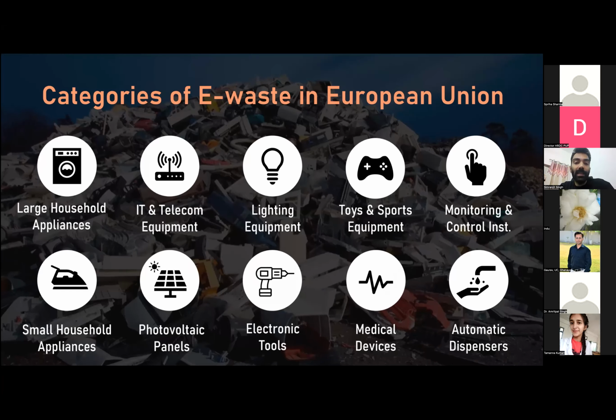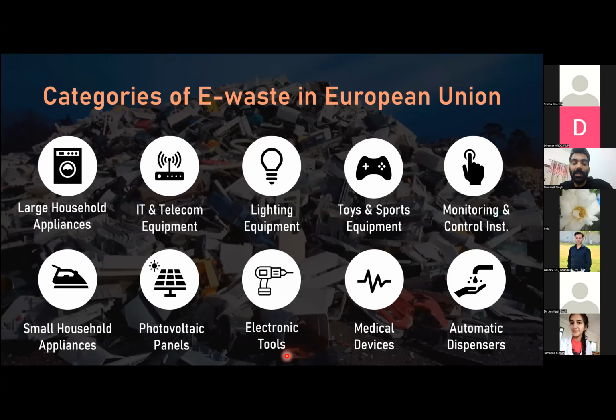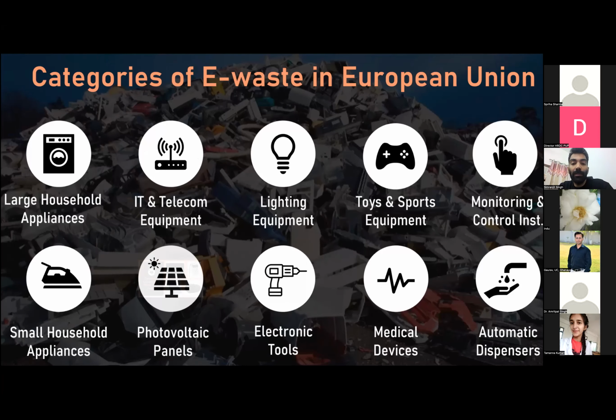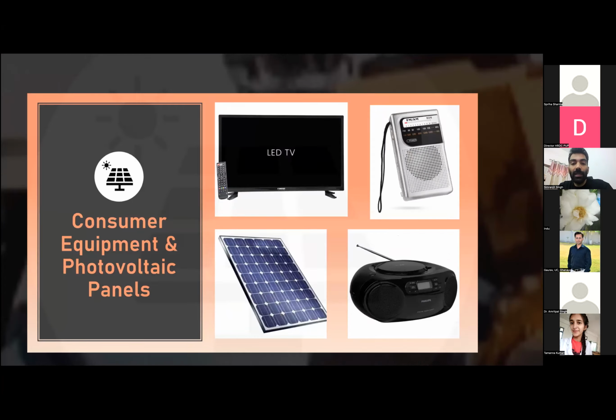Third one is IT and telecom. This is the most vulnerable and dangerous one. Routers, laptops, iPads, watches, phones, all of these things which today are the most popular come under the IT and telecommunication category. Then we've got photovoltaic panels and consumer equipment like LEDs, transistors, stereo systems, photovoltaic panels, all these come under the consumer equipment and photovoltaic category.